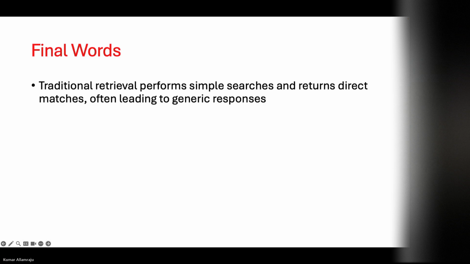So we talked about, I briefly spent some time on AI search, and told you how it evolved from text search to vector search to hybrid search, then retrieval augmented generation, and then agentic RAG. I talked about the traditional versus agentic retrieval methods and how they help us. I just wanted to mention that traditional retrieval performs simple searches and returns direct matches, which I showed you, leading to generated responses, and that's okay most of the time.